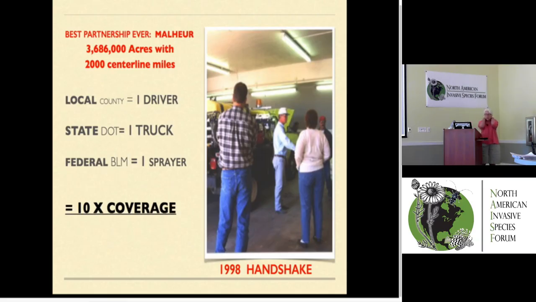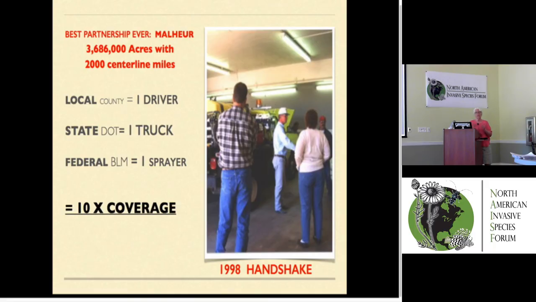But before I get into that, I want to share with you the very best partnership I have ever seen. Because Weeds Across Borders is all about partnerships. At least that's my feeling, that it should end up in partnerships. This is the best partnership I'd ever seen in the United States, and still to this day, because it involved a federal agency, a state agency, and a local agency. This one was in a county in Oregon, Malheur County. The size of the county, 3,686 acres. That's a lot of responsibility for one county government.